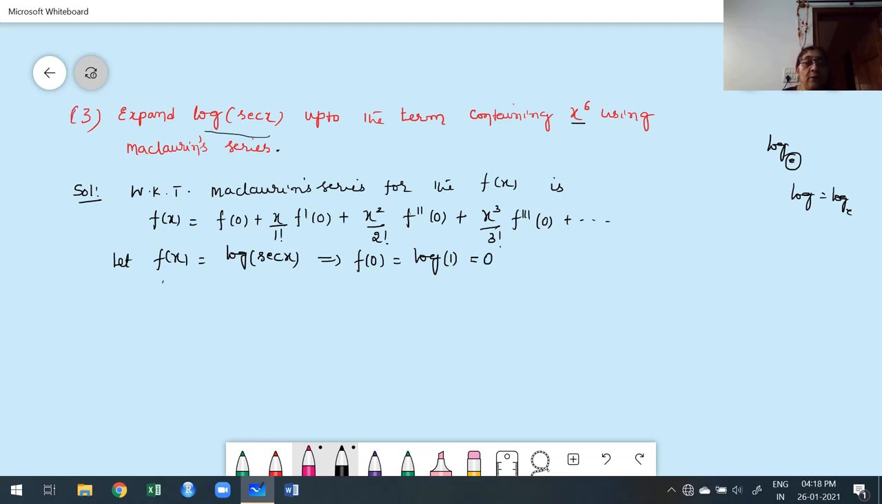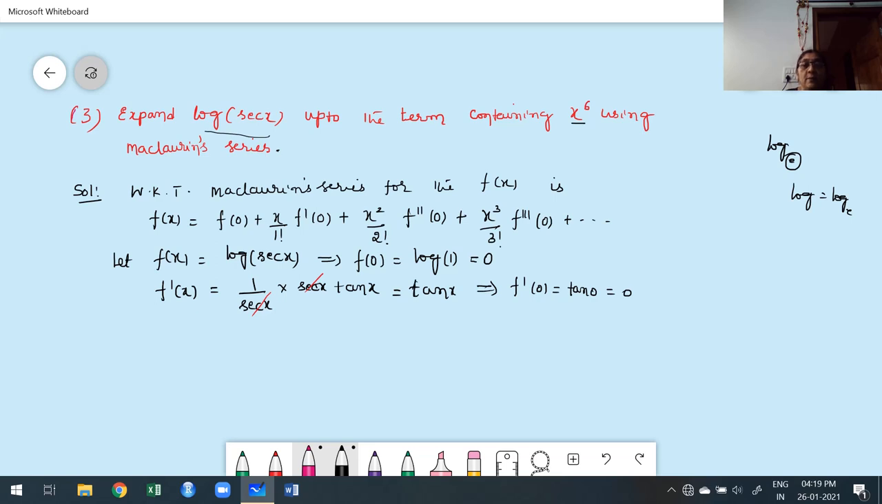First, you have to find out the first derivative. The derivative of log is 1 by secant x into the derivative of secant x, which is secant x into tan x. Secant x and secant x cancel. What remains is tan x. What is f dash of 0? Tan 0, and the value of tan 0 is 0.